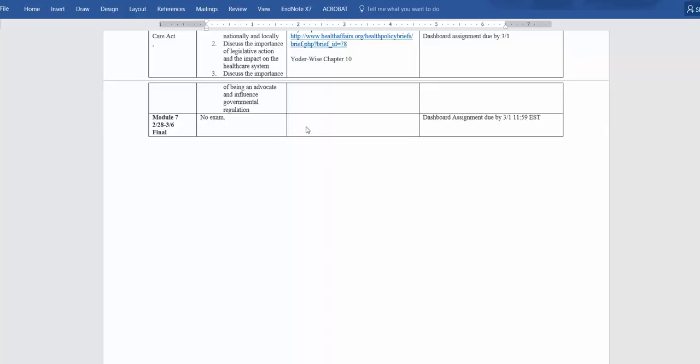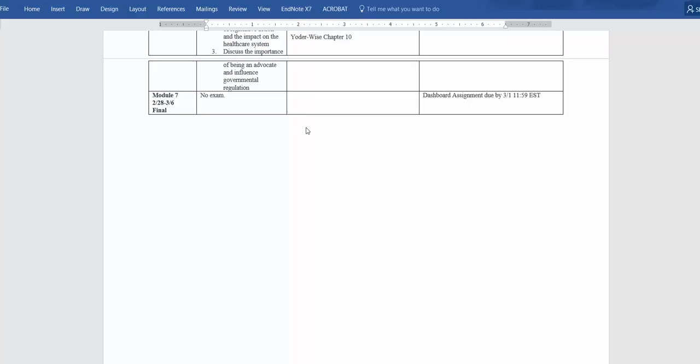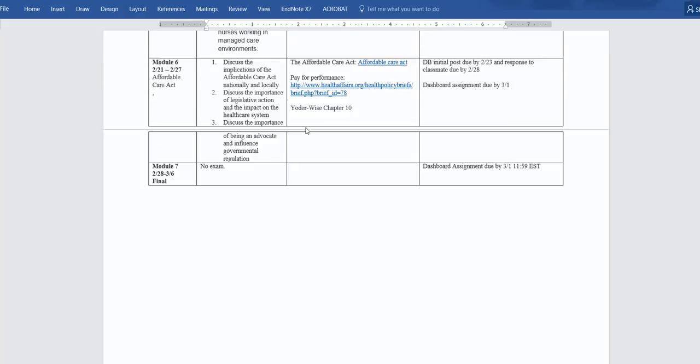And then Module 7, we've actually set that aside. There's no quiz, there's no final exam in this course. It is strictly for the dashboard assignment. So you do have that week. If you haven't already started, then you definitely want to start that assignment.